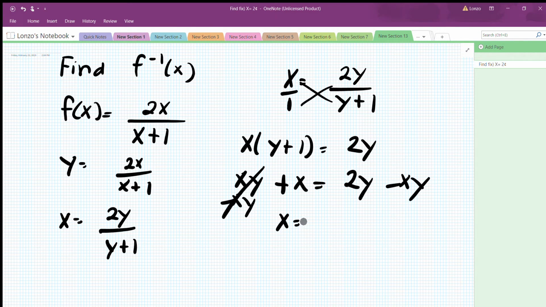So you get x equals 2y minus xy. The reason why I combine the y's together is because I can actually factor that y out, right? So we have a y here and a y here, so I can factor it out. I'm going to factor out a y, so this is going to be 2 minus x. And then this stays the same, right? x.